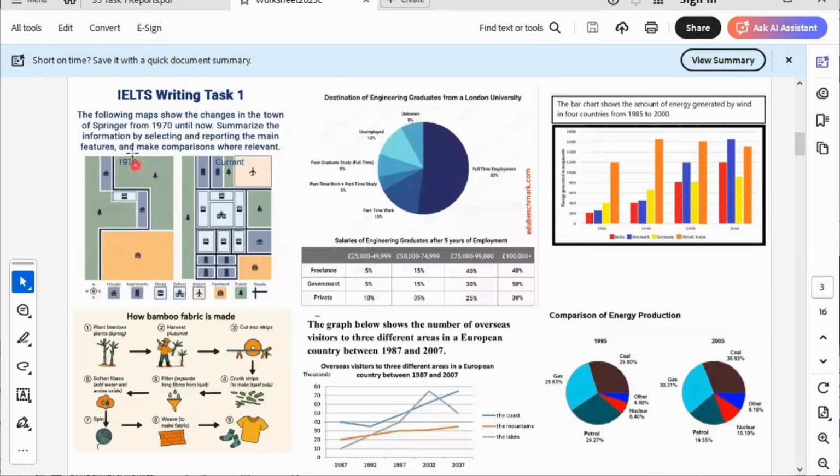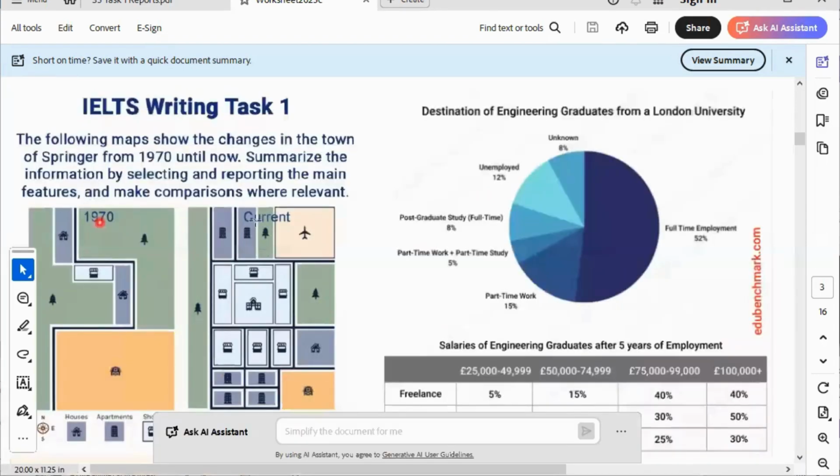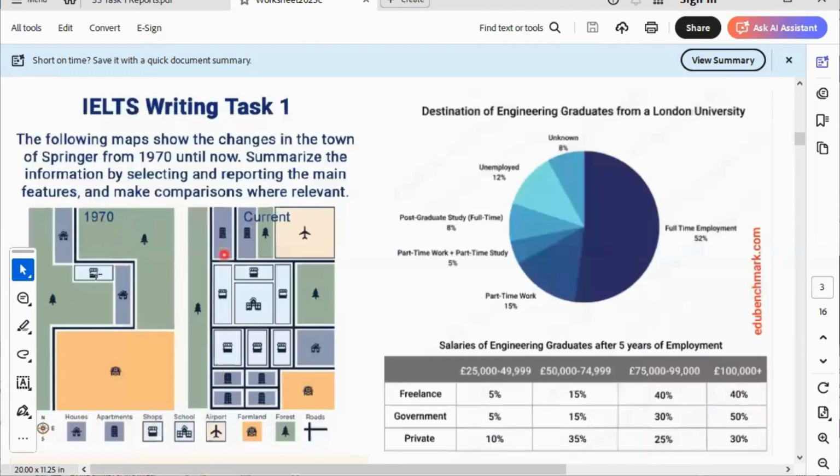Look at the examples. Look at the first one here, Springer from 1970 till now. This is a map report. So you have a map report here. Let me magnify this a little bit. So you have a map here. So you have 1970 map, and then you have current layout. The layout of the town of Springer town in 1970, and then you have the current layout of the town. Okay, so you have to write a report based on this map. Tell us how the town has changed over time. So this is a possible question.